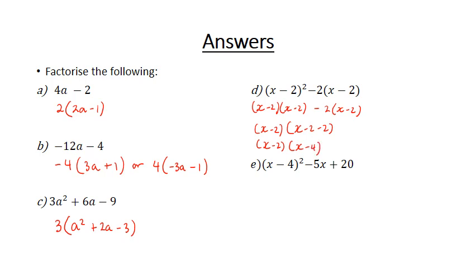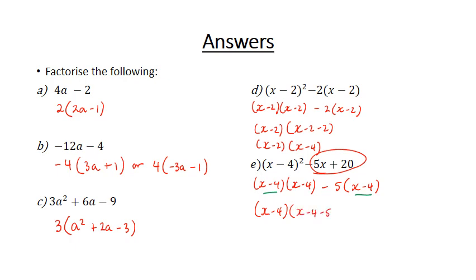And the last question, you can see that this second part here, we need to factorise first. So using the same method we have throughout the video, we can write x take 4 bracket x take 4, take 5 lots of x take 4, and we can see now that we're going to have x take 4 as our common factor out the front. So bracket x minus 4 bracket x minus 4 minus 5. That gives us a simplified answer of bracket x minus 4 bracket x minus 9 as our answer.